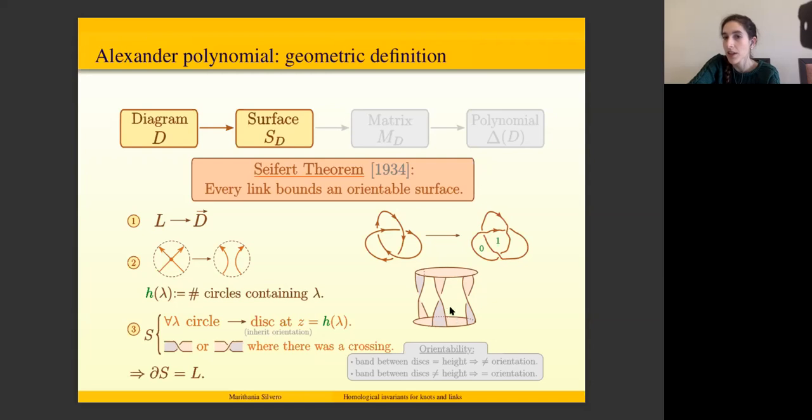And when you have bands connecting these at different heights, then these had the same orientation, meaning that when you twist the band, everything works, because if this is red, then this is, let's say, blue, but this blue is connected with below the part that we don't see. So the surface at the end is oriented, right? So this is the proof of Seifert's theorem.